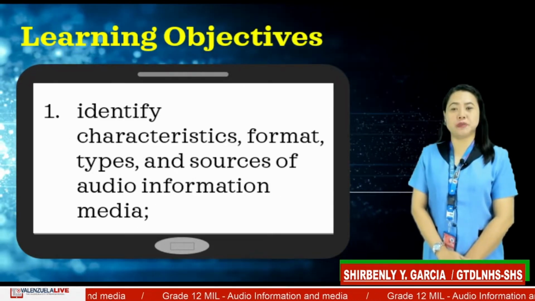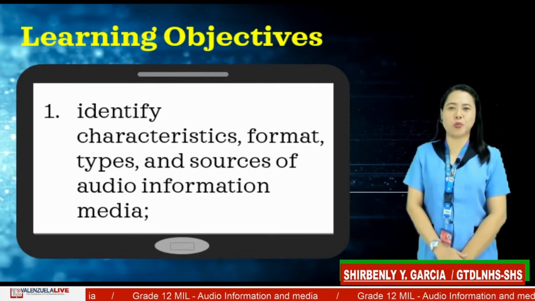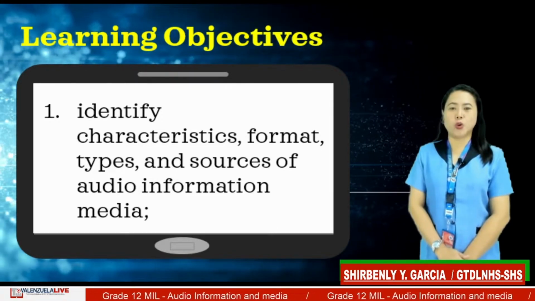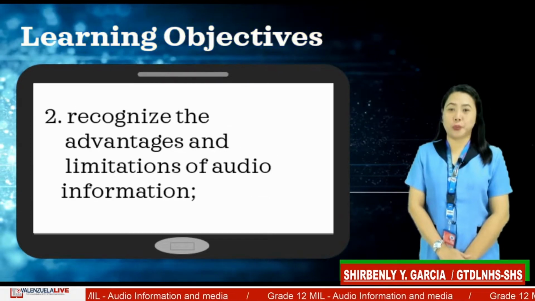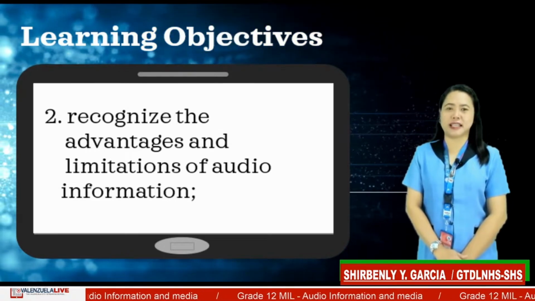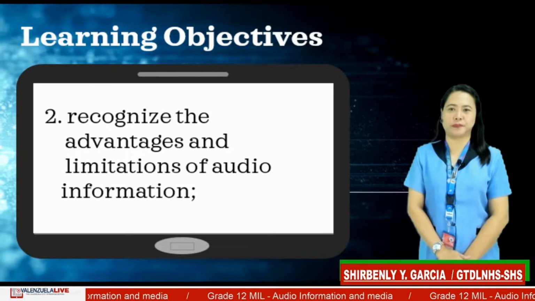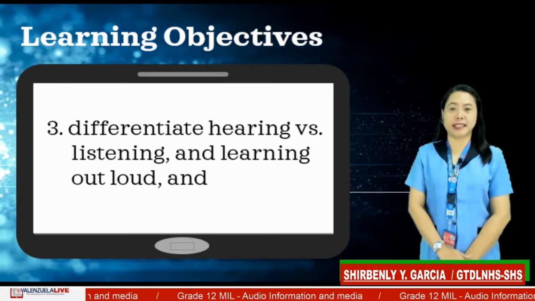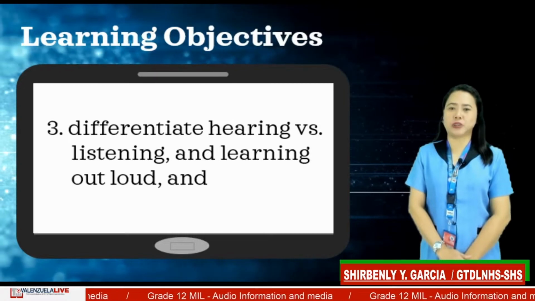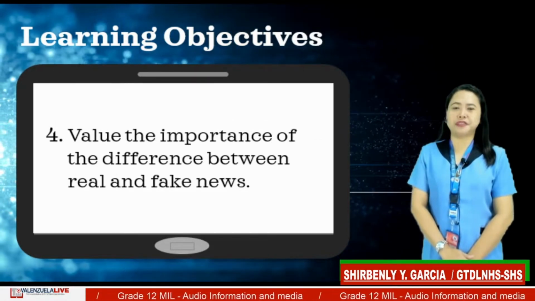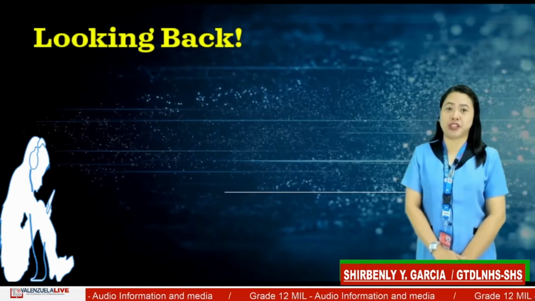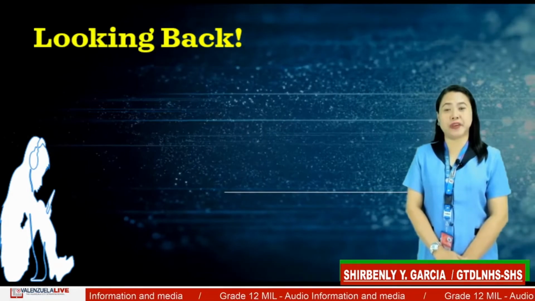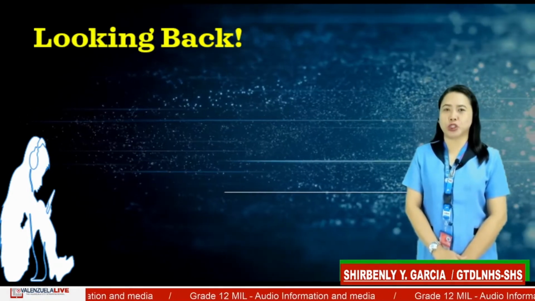The specific learning objectives of this lesson are: number 1, identify characteristics, format, types, and sources of audio information media. Number 2, recognize the advantages and limitations of audio information. Number 3, differentiate hearing versus listening and learning out loud. And number 4, value the importance of the difference between real and fake news. Becoming an information literate individual includes understanding the different dimensions of audio information and media.